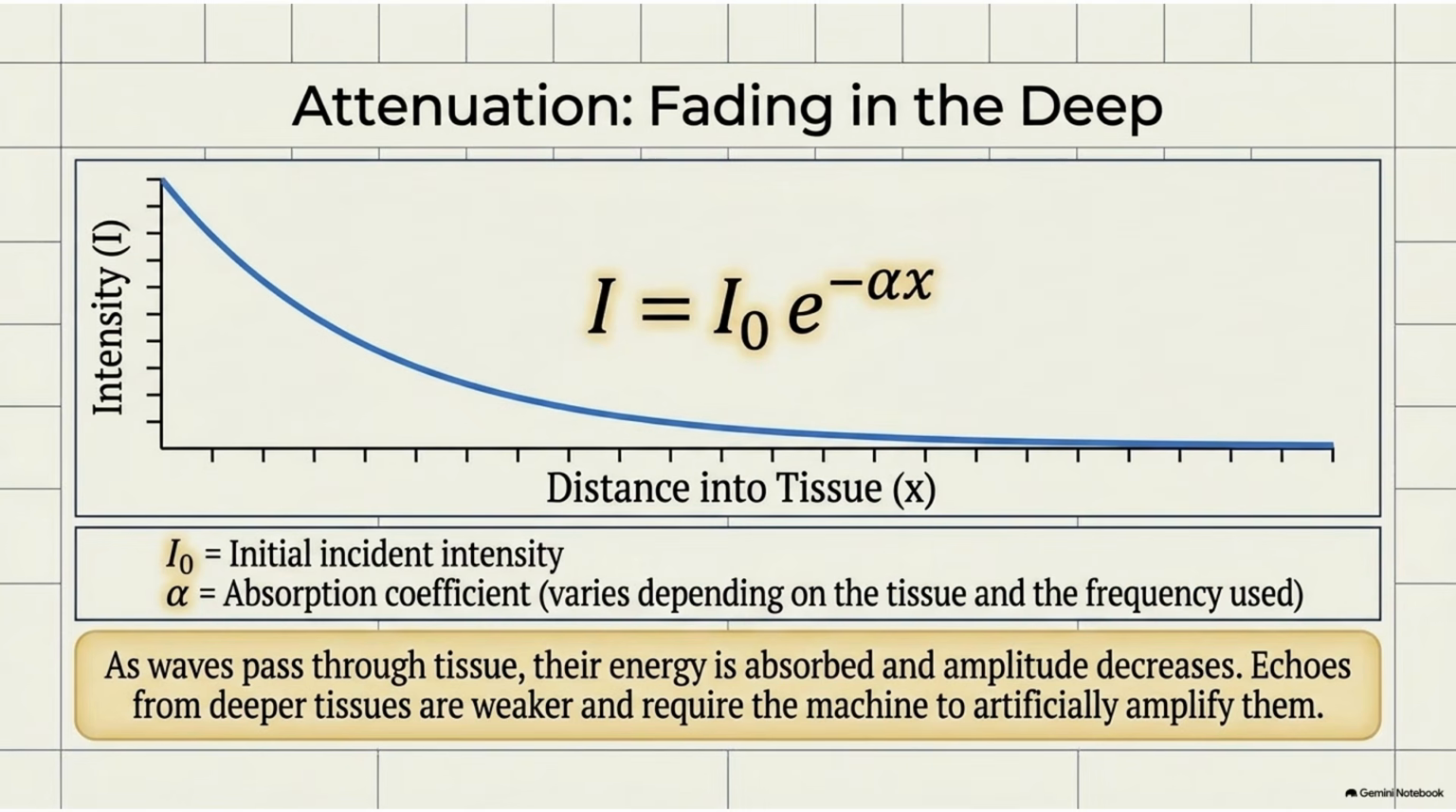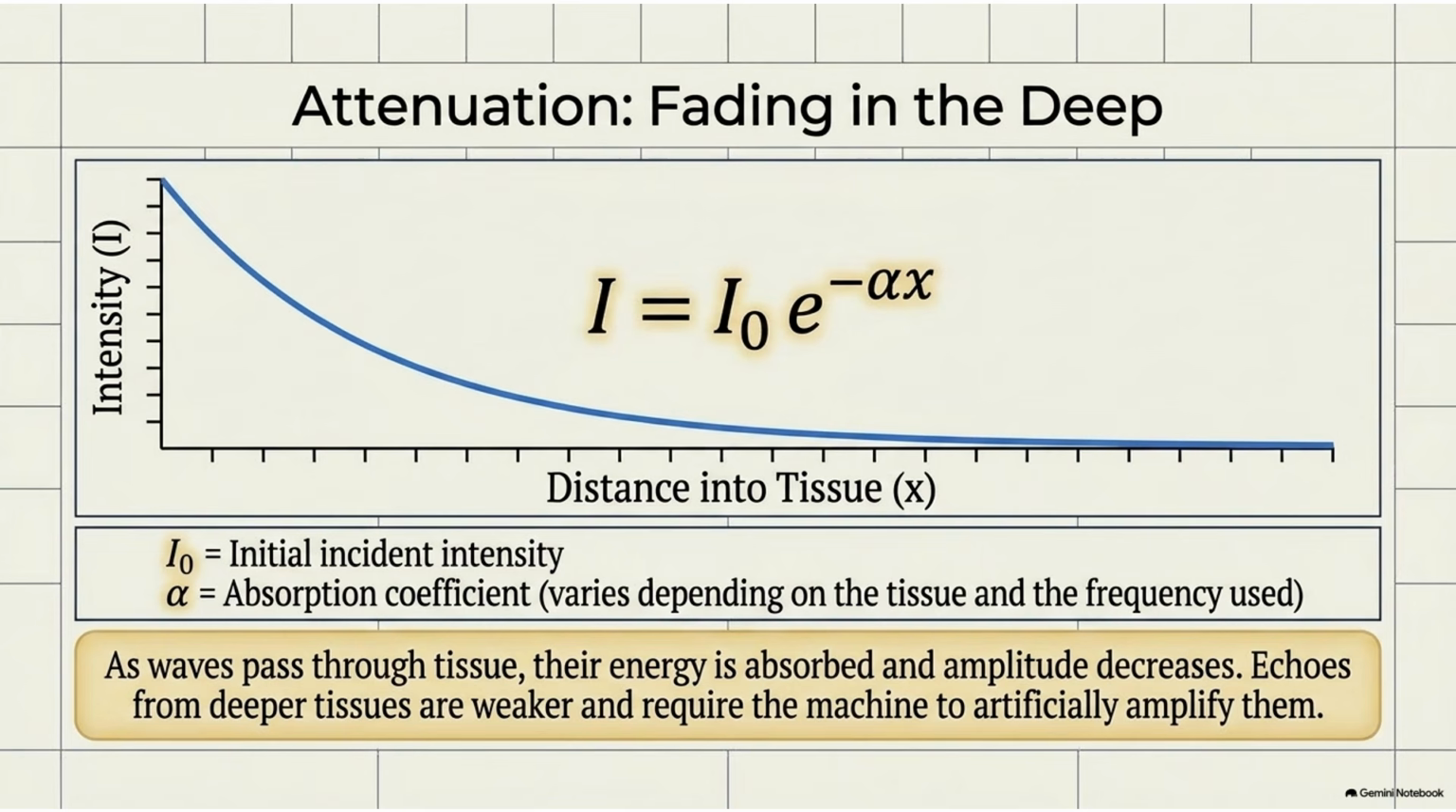As ultrasound travels deeper into the body, its intensity decreases. This reduction in intensity is called attenuation. The slide shows the relationship: I equals I0 e to the power minus alpha x. Here, I0 is the initial intensity, alpha represents the attenuation coefficient, and x is the distance traveled through the tissue. The equation tells us that ultrasound intensity decreases exponentially with distance.